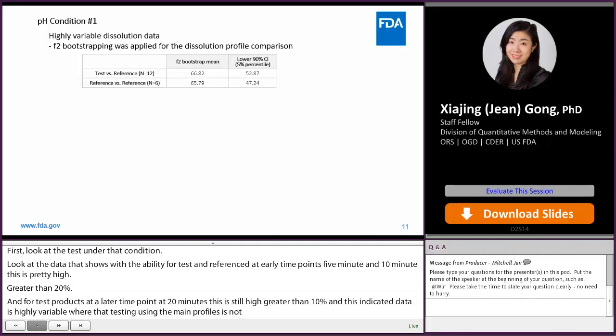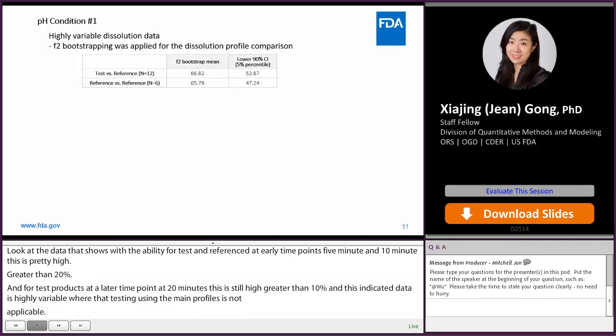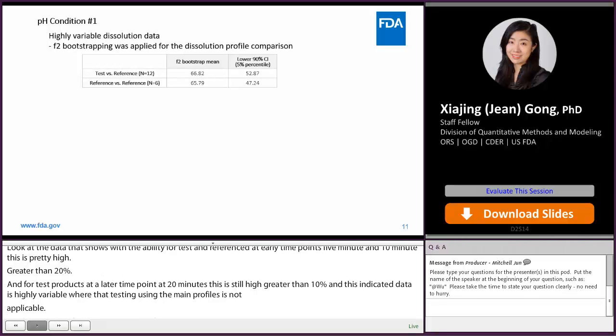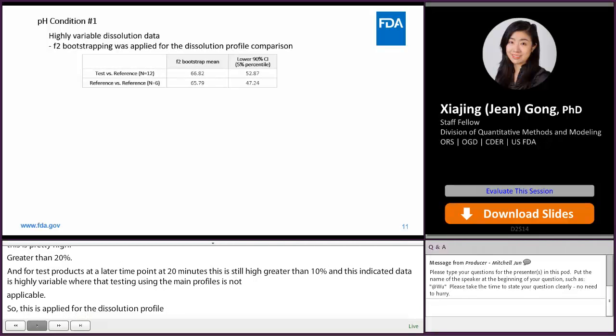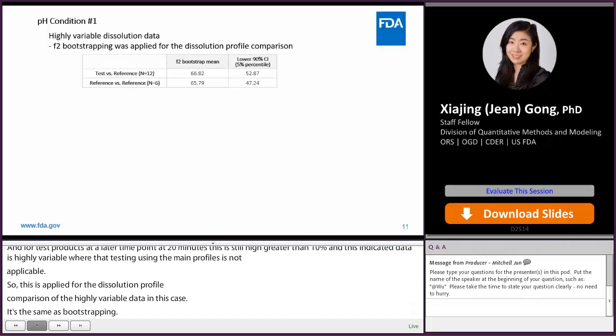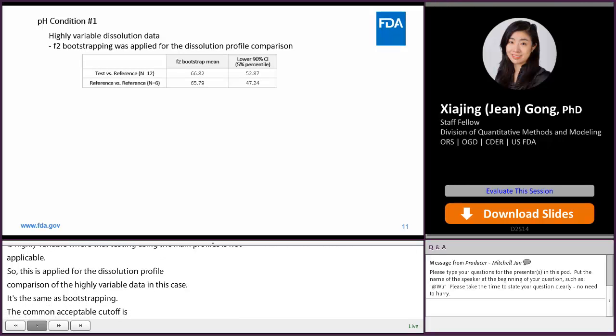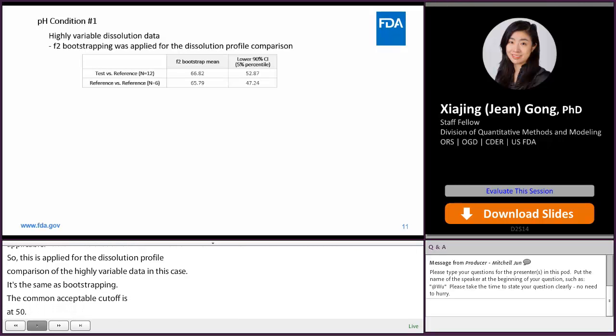Same as F2, for bootstrapping F2, the common acceptable cutoff is at 50. As the results show here, both the F2 bootstrapping mean and the lower 90% confidence interval of test versus reference data were greater than 50. So the two dissolution profiles of test and reference are considered similar.